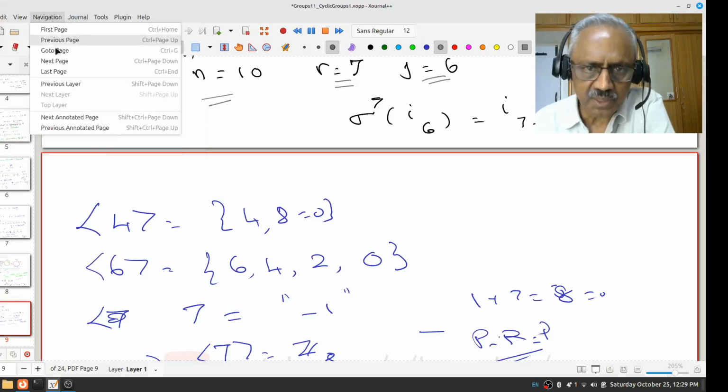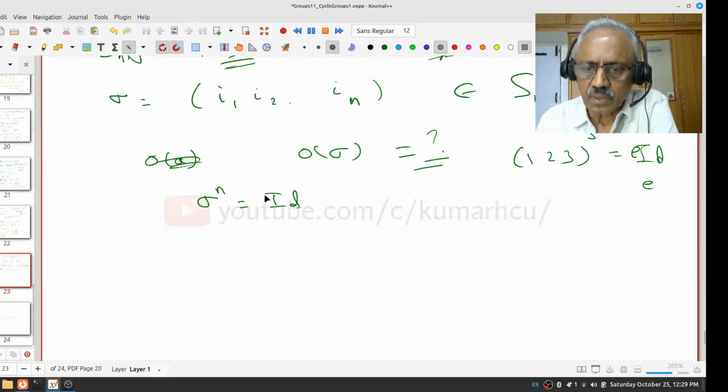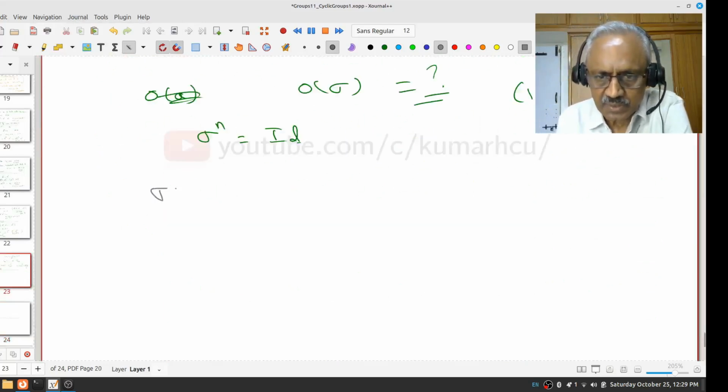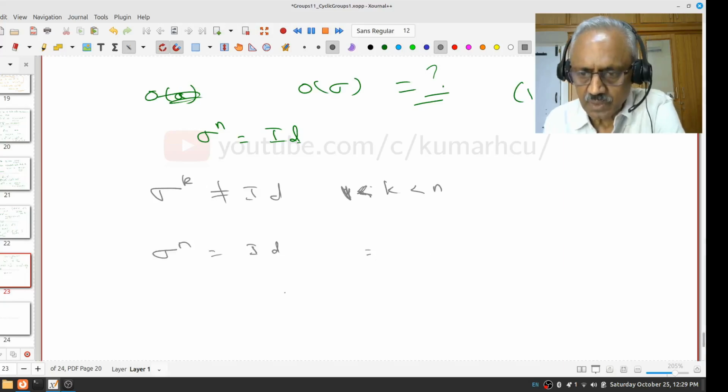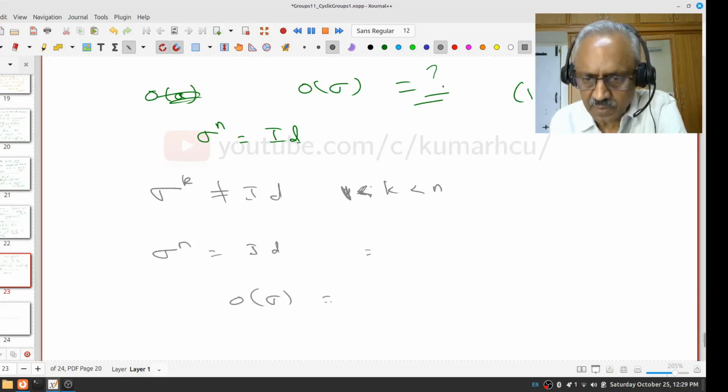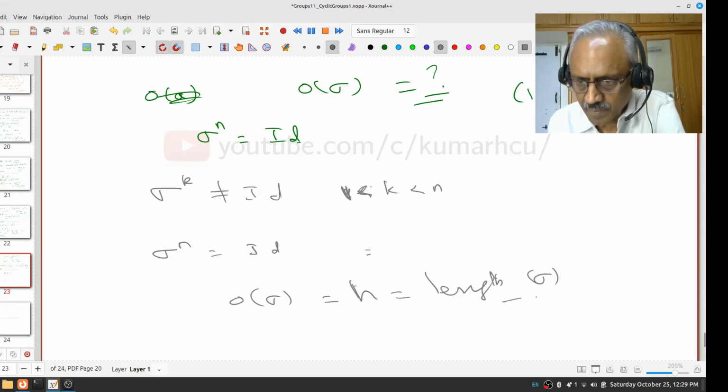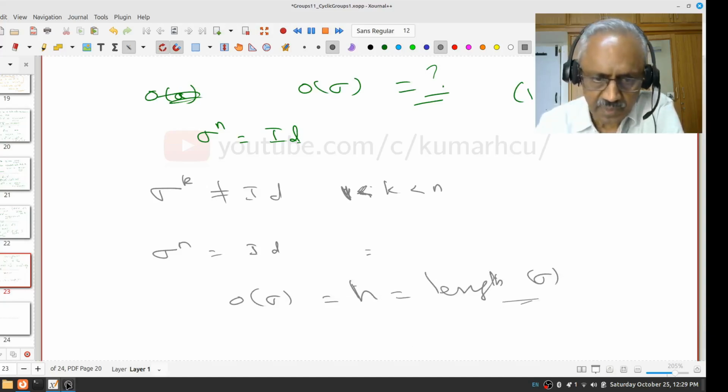So this clearly shows what we have shown: sigma^k is not equal to identity if k is strictly less than n, and sigma^n equals identity. Therefore the order of the cycle is n, which is nothing other than the length of the cycle. Have you understood that? Please go through it and discuss this last subtle point with your friends.